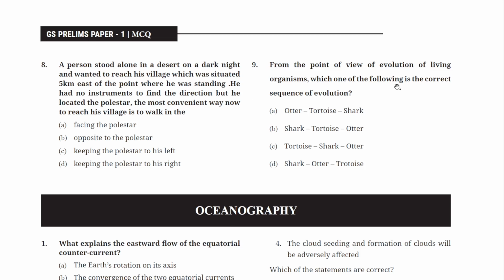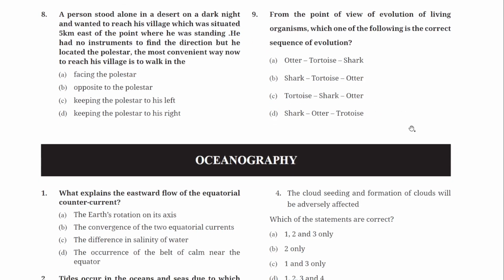Question number 9. From the point of view of evolution of living organisms, which one of the following is correct? Sequence of evolution. So this is also about evolution. If you know the organisms, then obviously you can easily find the correct sequence of evolution. So the answer is first shark, then tortoise, and then otter. You should know how aquatic life became first amphibious, then amphibious became somewhat terrestrial and rarely aquatic. That sequence is actually asked here.